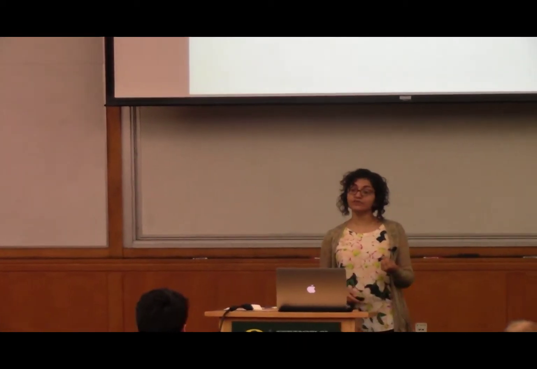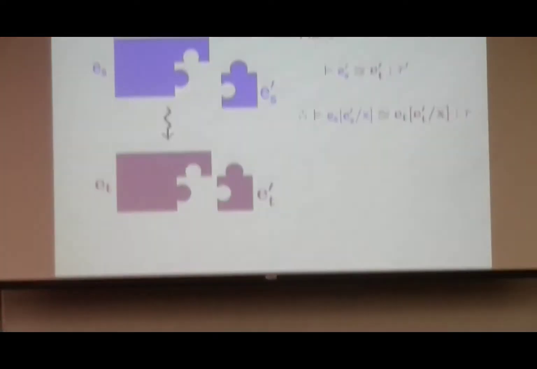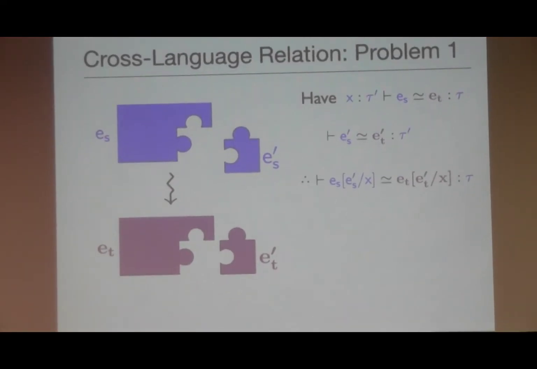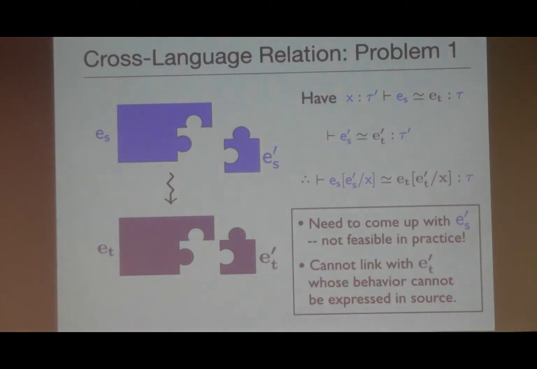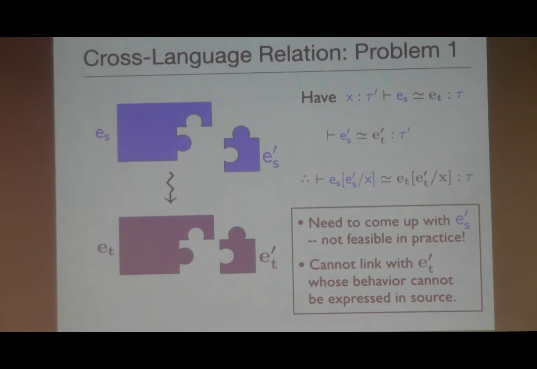Then, what else do you have to do? You have to show that this ES prime that you just came up with is logically related to this ET prime that someone gave you. Only once you've done both of those steps can you say that, okay, you have a whole program, I can plug these things together and I get equivalent source and target programs, right? Okay, so this is not really feasible in practice, right? You need to come up with an ES prime. If someone just gives you assembly code, how are you going to do that? Unless you already have the source code that it was compiled from. If you sit down and start trying to come up with the ES prime from scratch, that's going to be tough, right?